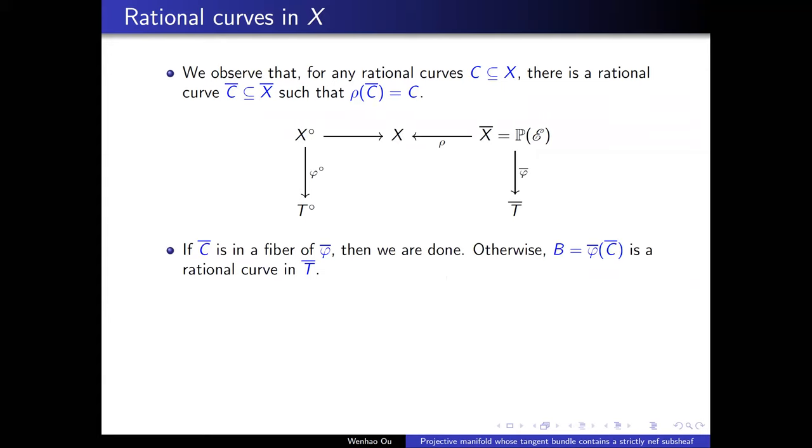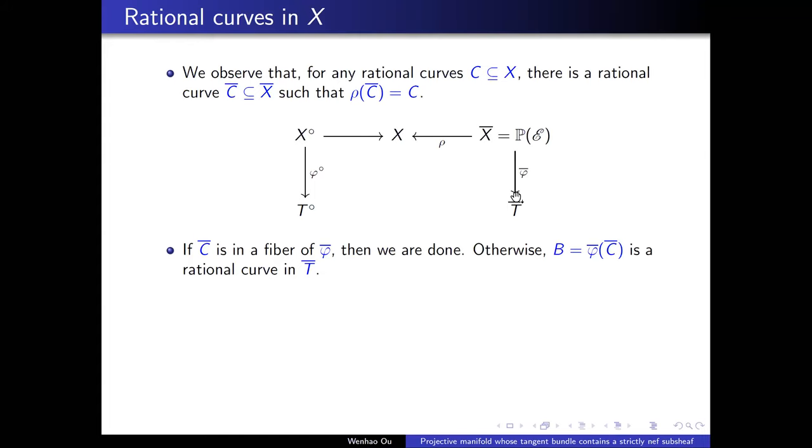So could you repeat the reason why we can lift C to C bar? Okay. So this is birational. If your C is not contained in the image of the exceptional locus, you just take a strict transform. Otherwise, it is completely contained in the image of the exceptional locus. But now X is smooth and the fibers here are rationally connected. So you use the Graber-Harris-Starr theorem to construct a section on a family of rationally connected varieties. So you can always lift into a rational curve here. So if it's in a fiber, we are done.